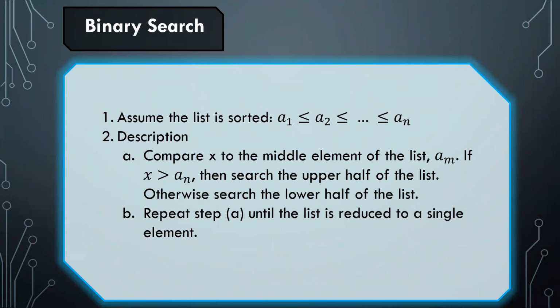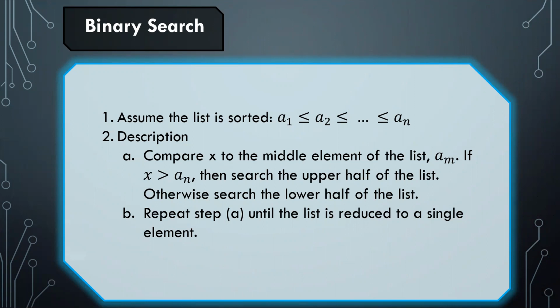A really, really powerful search algorithm is binary search. Now, the crucial change here is that I'm assuming the list has been sorted. So the description is to compare X, the thing I'm after, to the middle element in the list. I call it A sub M. If X is greater than A sub M, then search the upper half.